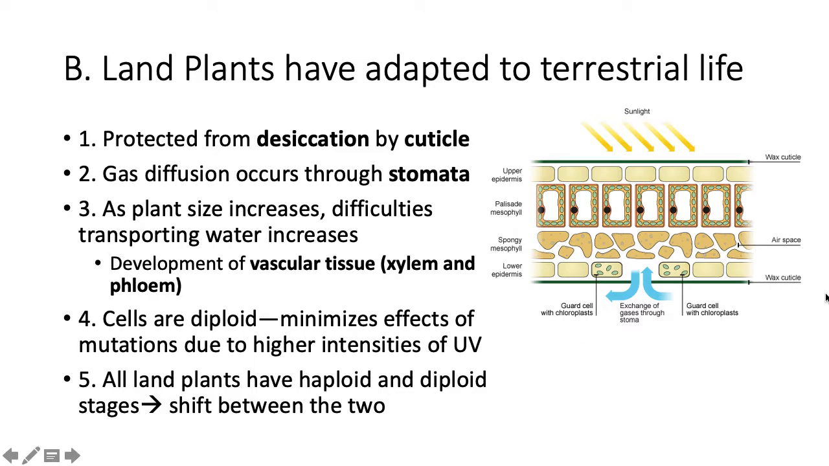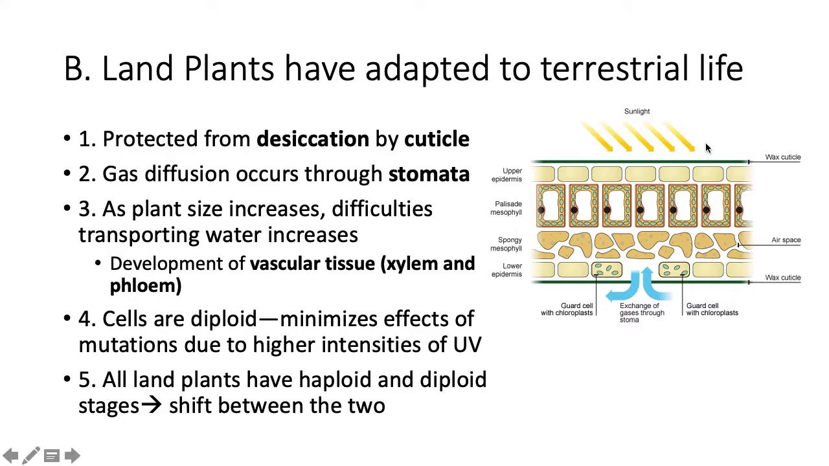So green algae was confined to a watery environment, and it was necessary to have water for reproduction because the sperm would swim to the egg. Not only that, water gives you pretty good structural support, buoyancy, and since you're submerged in water, you don't have to worry about water loss. However, if you're going to adapt to terrestrial life, you have to overcome some things. First off, desiccation, drying out. So how do you protect yourself from drying out?